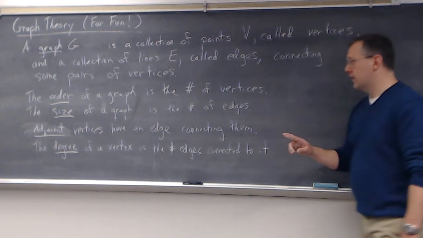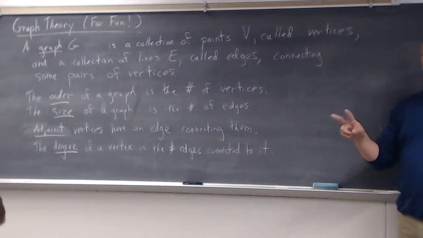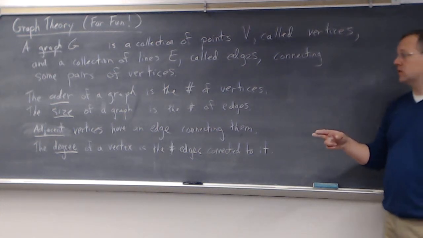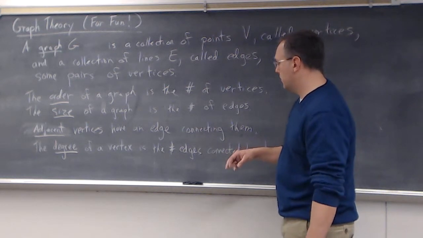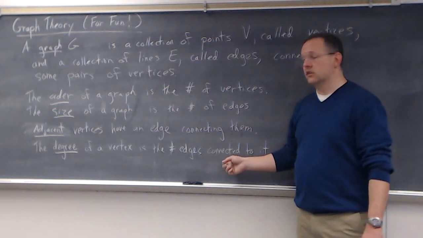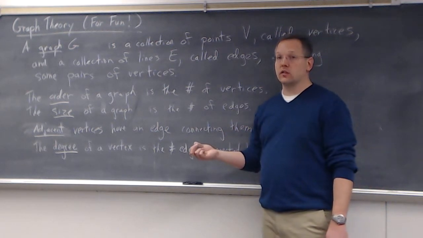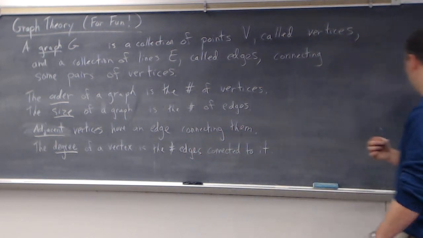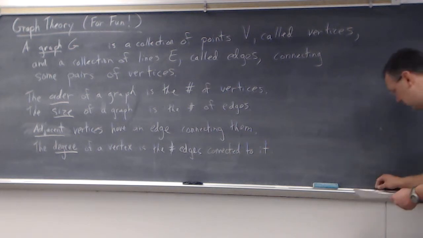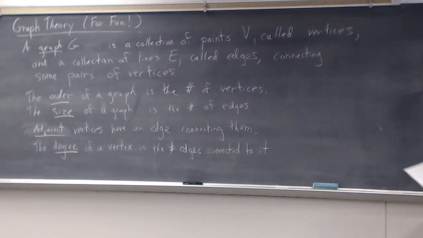If two vertices are connected with a line, we say that they're adjacent vertices. And if you count the number of edges that are connected to any one vertex, that's called the degree of the vertex. All right, so here's some examples.